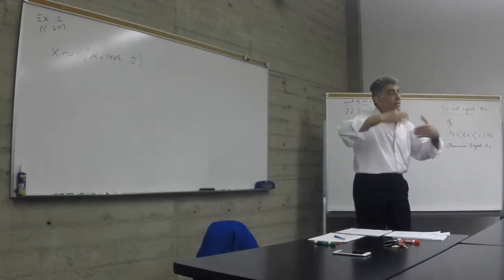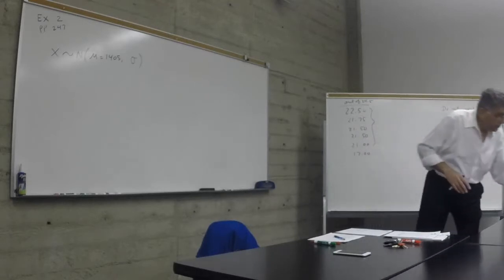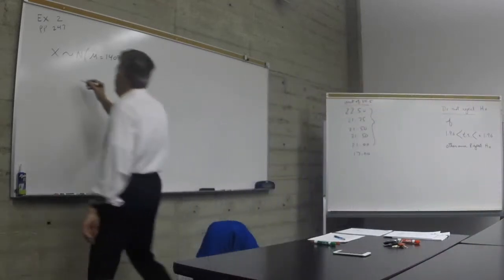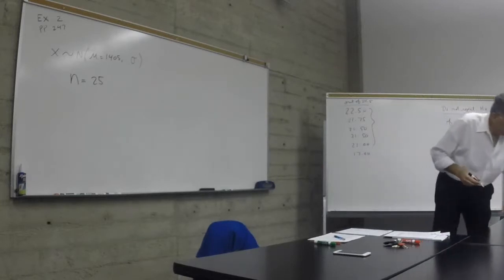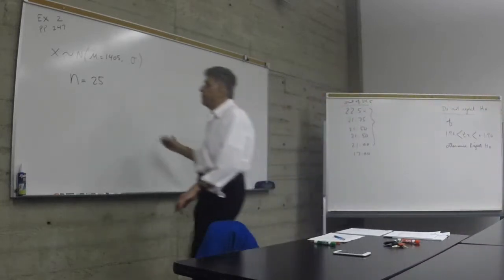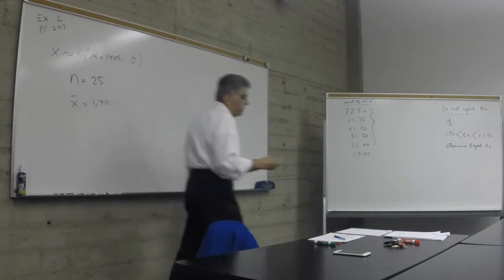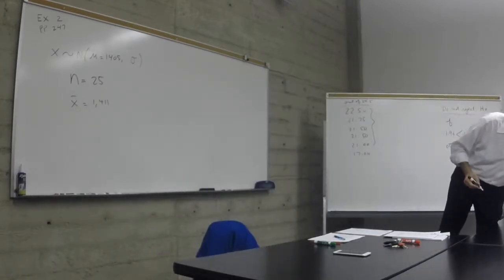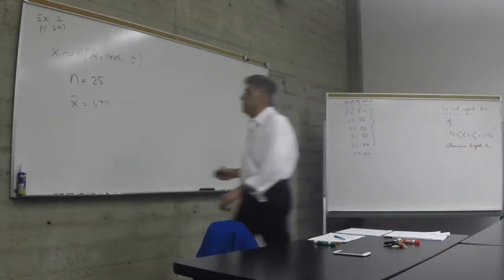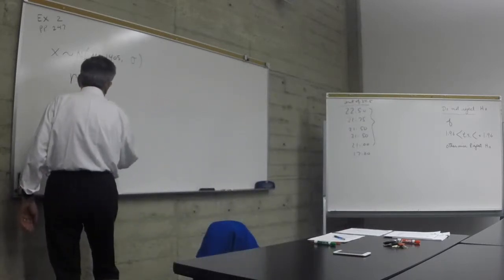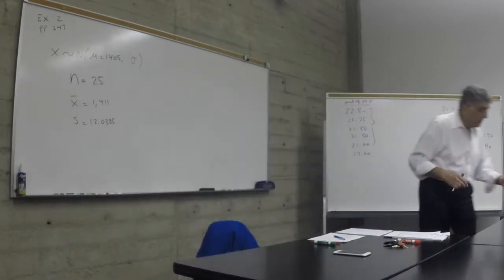After they implemented the changes, the new technology, new material and new engineering, they took a sample of size 25 of these newly updated light bulbs, and they calculated the sample mean, X bar, which is 1,411 hours, with a sample standard deviation S of 12.0385.